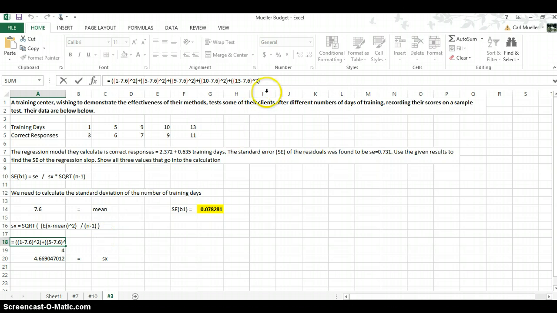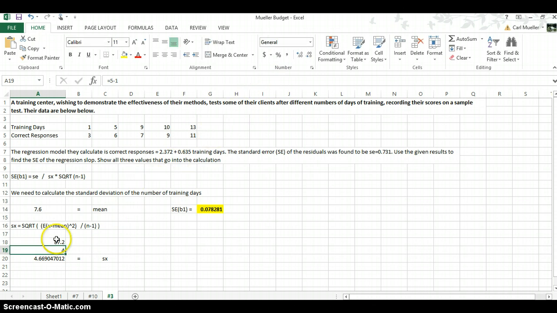So in the calculation for the remainder of it, as you can see, it's just the square root of this number divided by this number, the 87 divided by 4, and you get 4.6669, which is the standard deviation of training days.